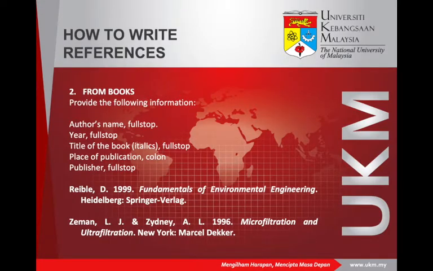If you are trying to refer to books, you should write down the author's name, full stop, the year when the book is published, full stop, the title of the book that you are referring to, it should be in italics, full stop, the place of publication, colon, and the name of the publisher, full stop.